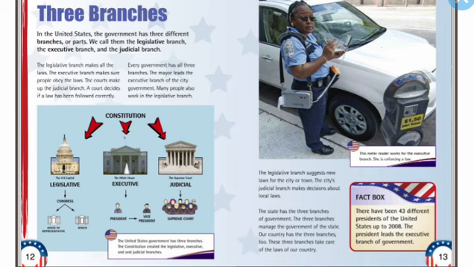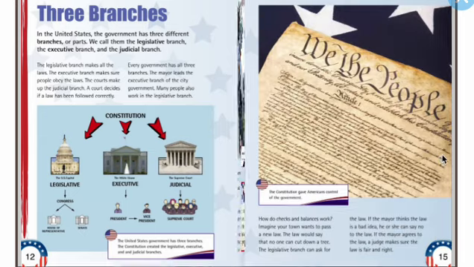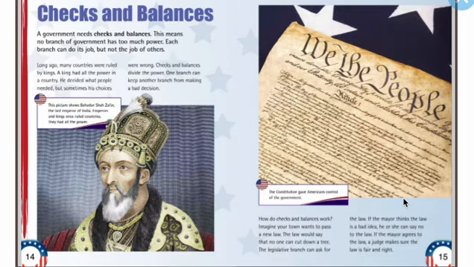The mayor leads the executive branch on the city level, and many people may work in the legislative branch. The legislative branch suggests new laws for the city or town. A city's judicial branch makes decisions about local laws. The state has 3 branches of government. The 3 branches manage the government of the state, and our country has 3 of them too. These branches take care of the laws within our country.